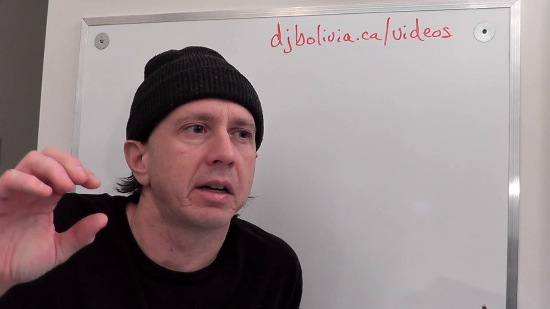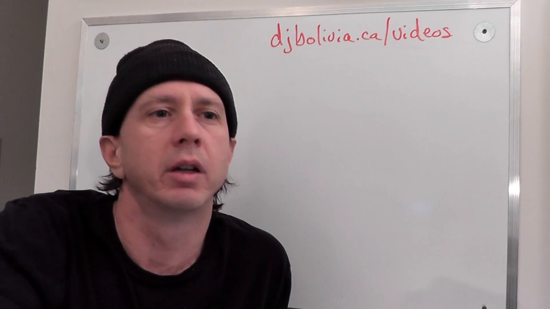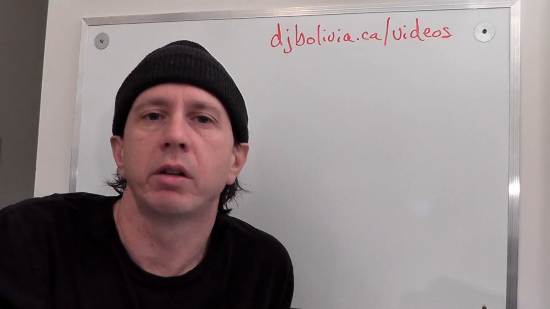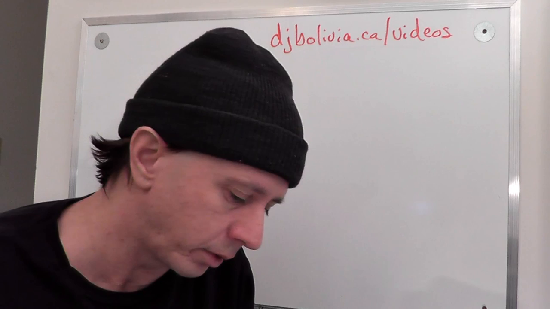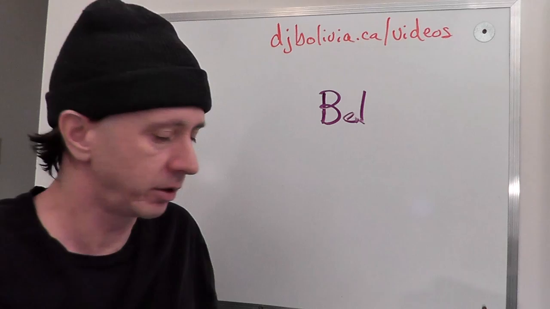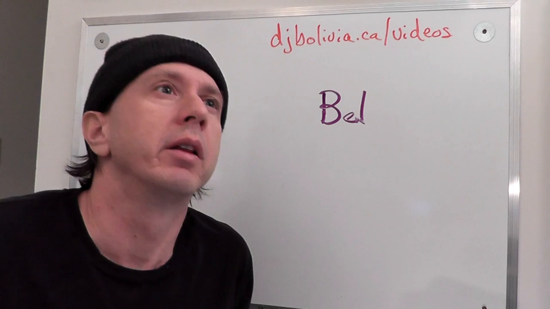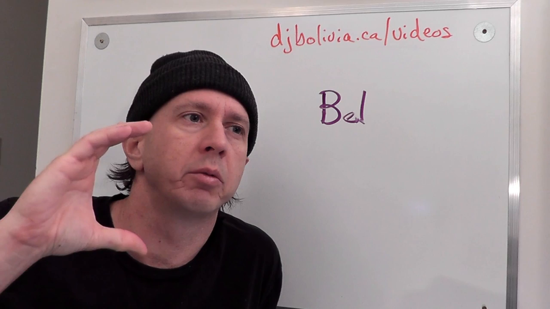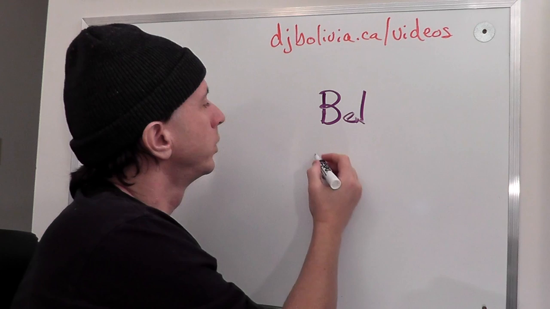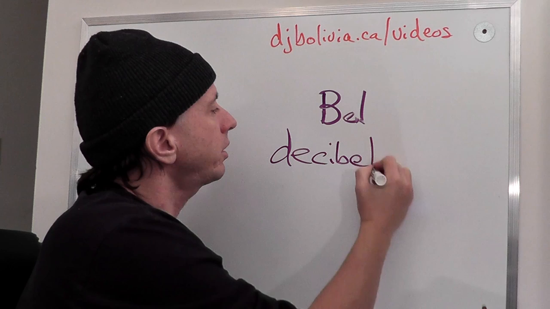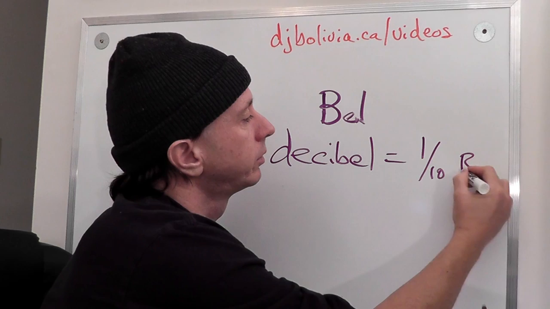When the telephone companies came up with this system of measuring power losses, they decided to name the unit of measurement after Alexander Graham Bell. So they came up with the bell, which is kind of interesting because his name had two L's and bell only has one. Anyway, the bell as a unit was too big, and it was awkward for measuring small amounts. So they came up with a smaller measurement, the decibel, and a decibel equals 1/10 of a bell. It's a little bit more manageable unit to work with.